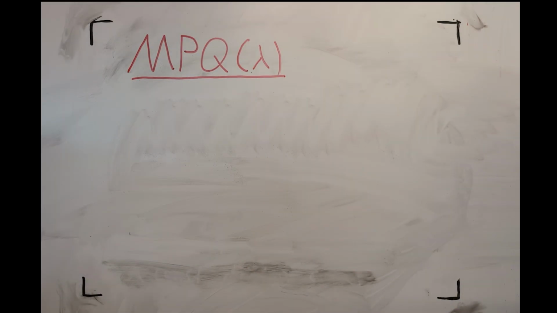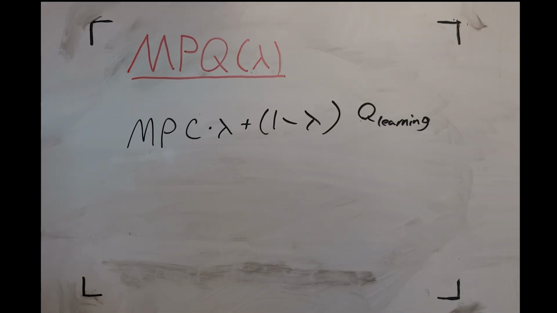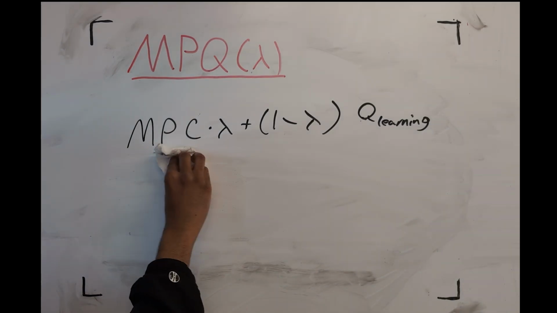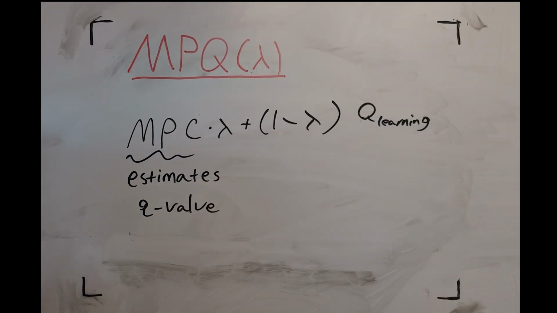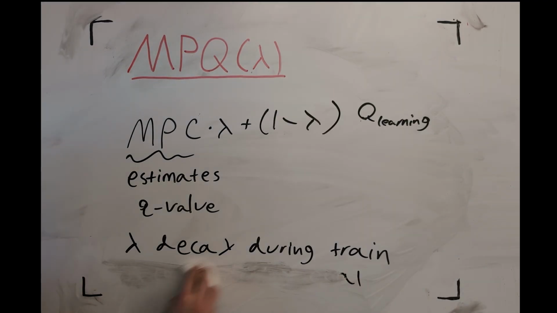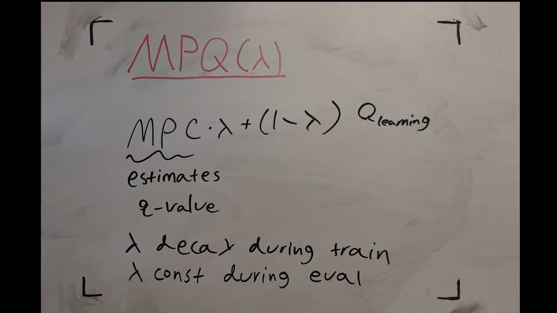So MPC has some disadvantages where if the model is incorrect, has bias due to sensor noise, or if the hardware gets old or degraded, it can have a bad prediction. So MPQ Lambda attempts to fix this by fusing the estimates from the MPC with the estimates from Q-learning. Essentially, the Q values estimated from MPC are fused with the Q values from Q-learning through a lambda function. This lambda function decays during training and is constant during evaluation. This was the naive MPQ algorithm that was implemented in the paper that we are studying for this project.